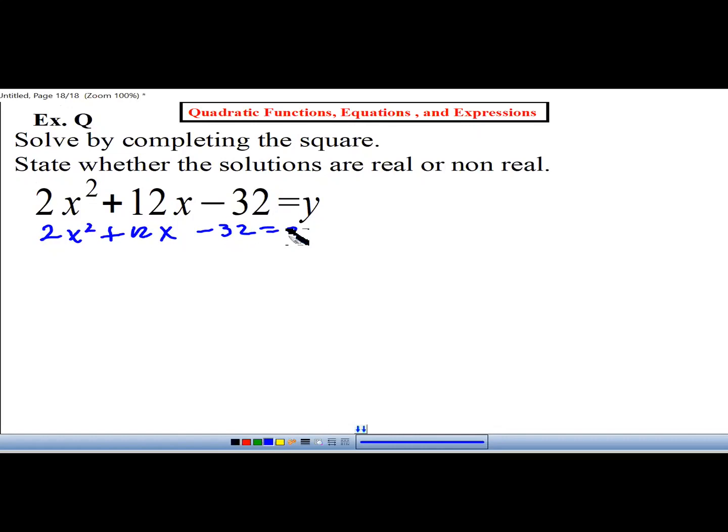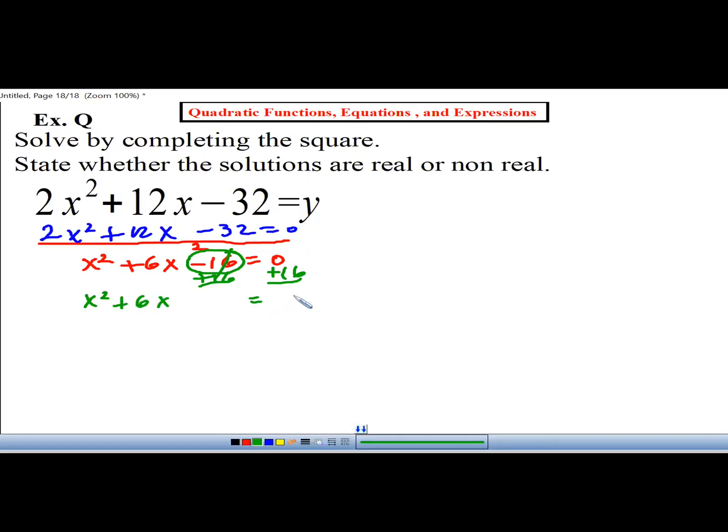Okay, next. Divide by the leading coefficient. What's my leading coefficient? 2. Good. 2 divided by 2 is 1x squared. 12x divided by 2, that's positive 6x. 32 divided by 2 is negative 16, and all that equal to 0 divided by 2, which is 0. Step 3, eliminate the constant. What's my constant? Negative 16, so I add 16 to both sides. We get x squared plus 6x equal to 16.